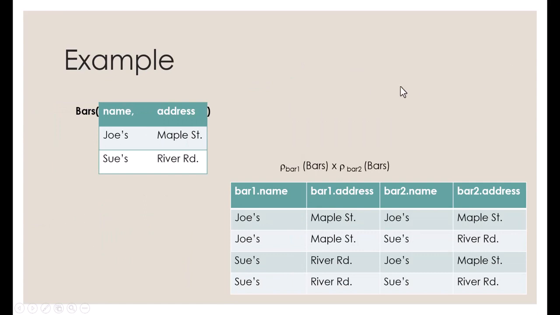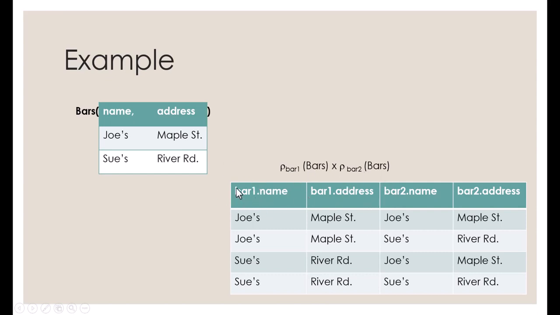We talked about taking a Cartesian product between two of the same tables. So we have Bars and Bars. This is the original Bars, and we are doing a cross-referencing. We are taking every single combination between Bars and Bars. We have renamed the first one to be called Bar1 and Bar2 for the second one, so that way we are able to distinguish which name and which address it's coming from.